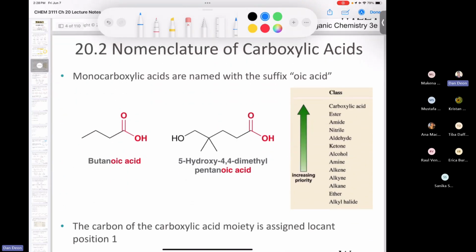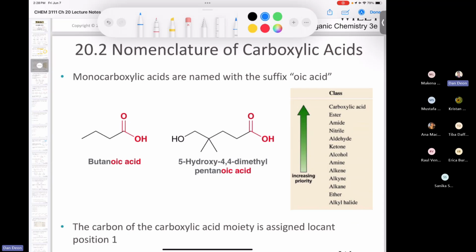Now, if you're naming a carboxylic acid, to name a carboxylic acid, all you have to do is take the suffix E off of an alkane. You drop that and you replace it with oic acid. So let me show you what I mean. If you had 1, 2, 3, 4 carbons, I mean, obviously you guys know that this is butane, okay? So if you convert one of the carbons on the end to a carboxyl group, it becomes butanoic acid. So you would have methanoic acid, ethanoic acid, propanoic acid, butanoic acid, pentanoic acid, so on and so forth.